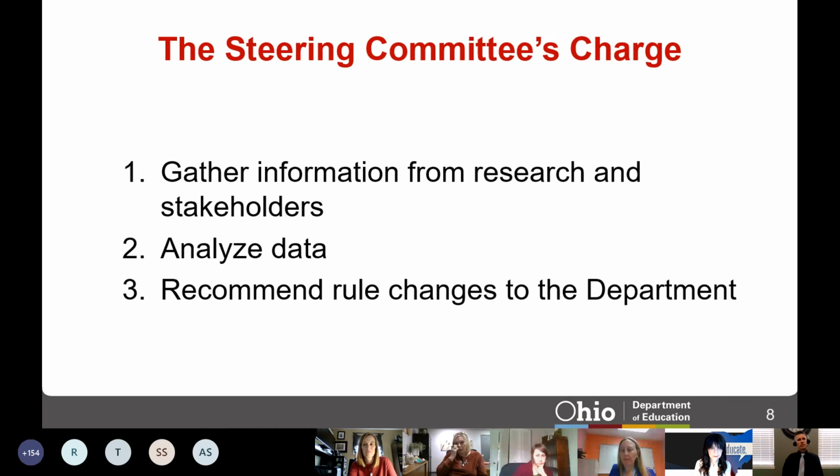They were asked to gather information from research and to gather information from stakeholders. They were asked to analyze data and then make recommendations to the Department of Education on how to address those things that emerged through their committee meetings.